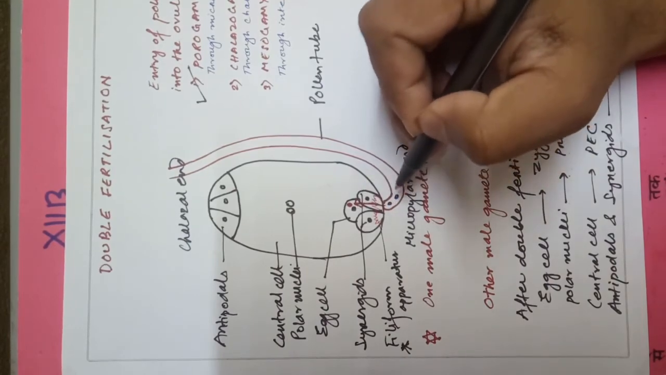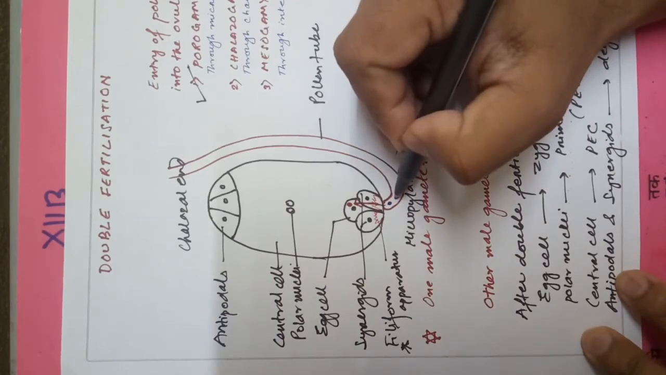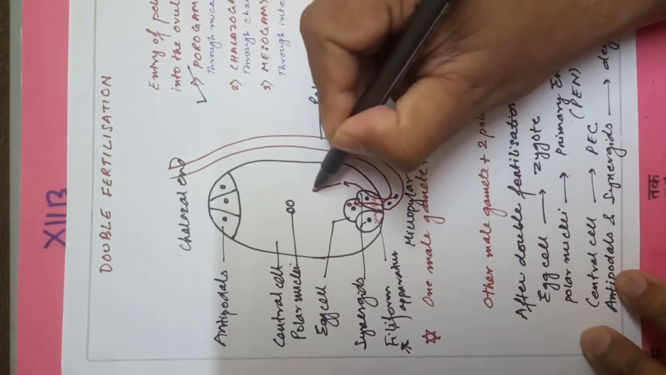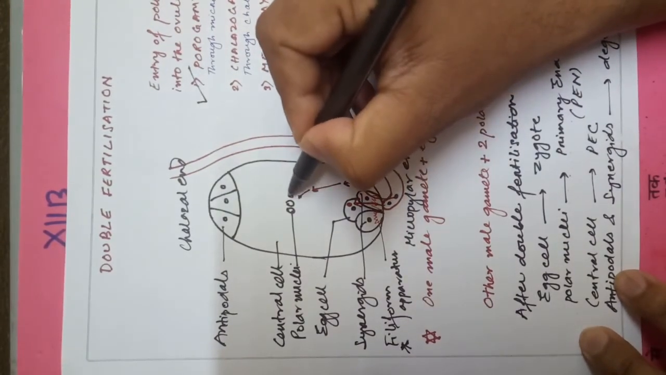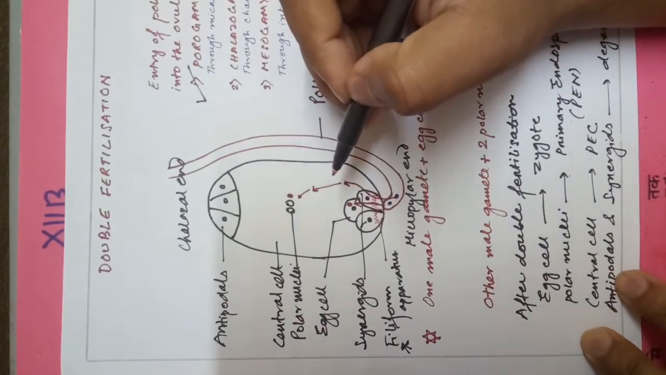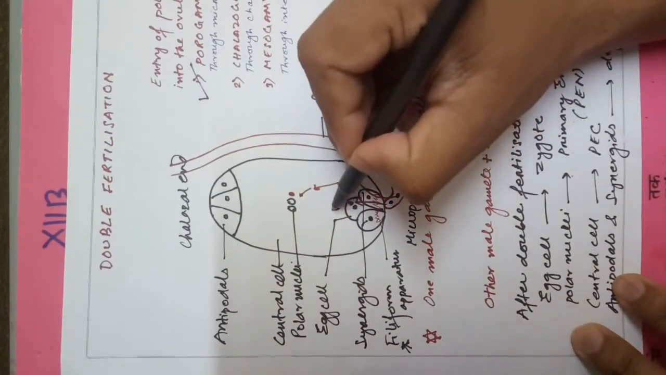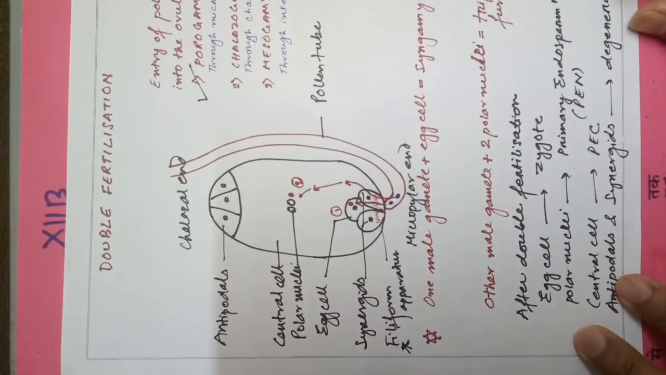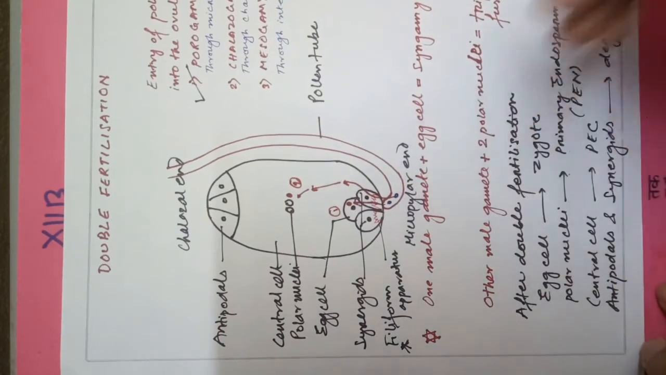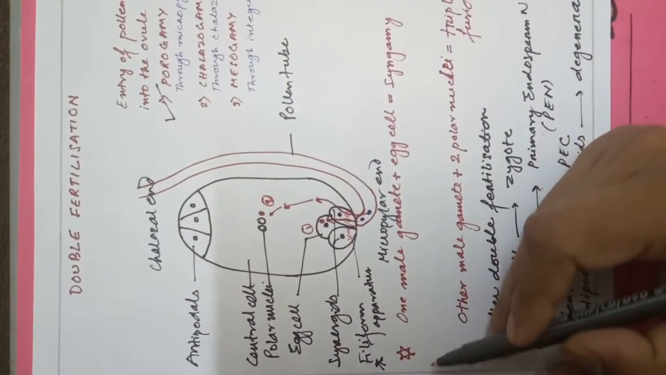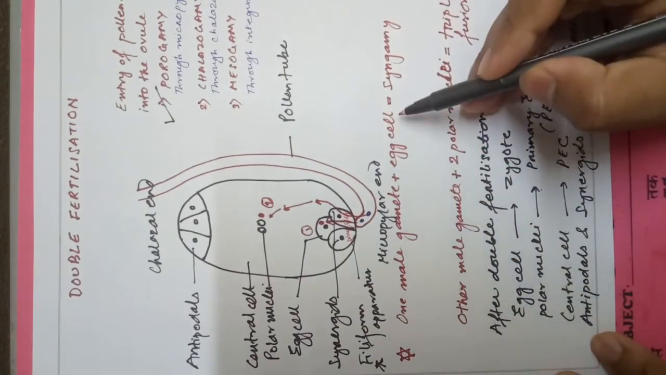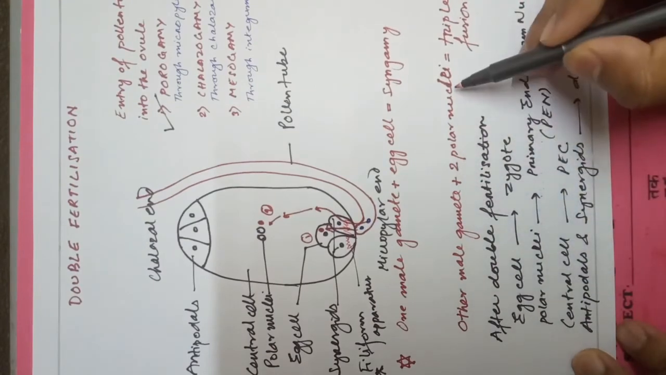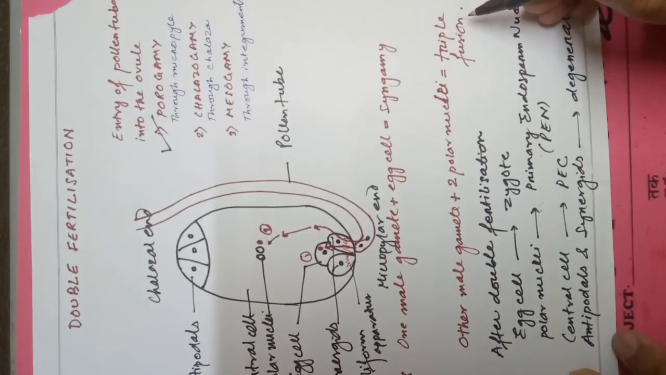What will happen to the other male gamete? This male gamete will also enter through one of the synergids, come out into the central cell, move towards the polar nuclei, and fuse with them. So this is fertilization number 1, and this is fertilization number 2. Let me repeat, students. Of the two male gametes, one male gamete will fuse with the egg cell; that is called syngamy. The other male gamete will fuse with the two polar nuclei; that is called triple fusion.